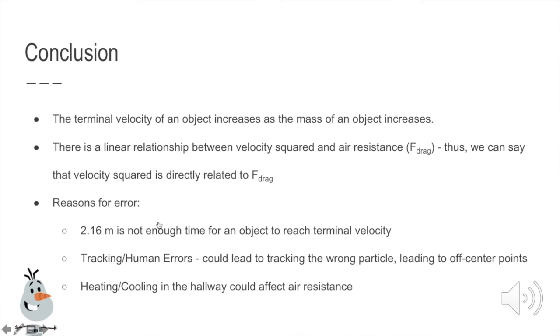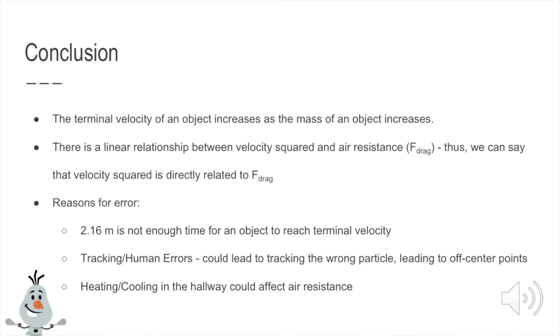This helped us determine that the terminal velocity of an object increases as the mass of an object increases. There is a linear relationship between velocity squared and air resistance, or F drag. So due to that, we can say that velocity squared is directly related to F drag.